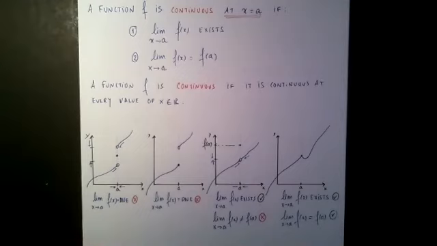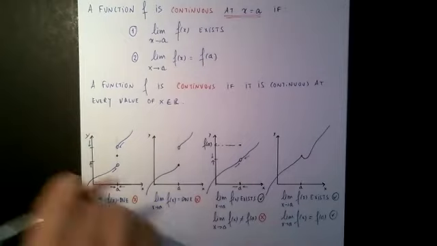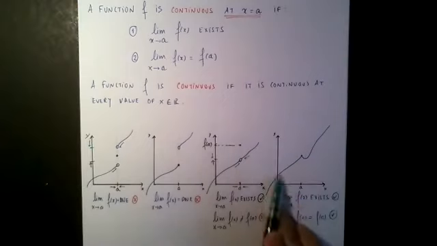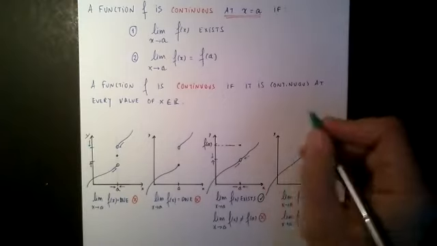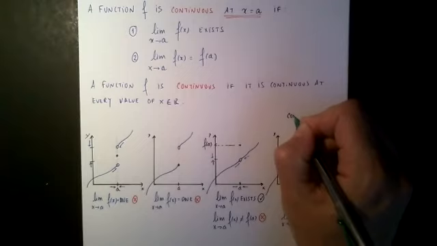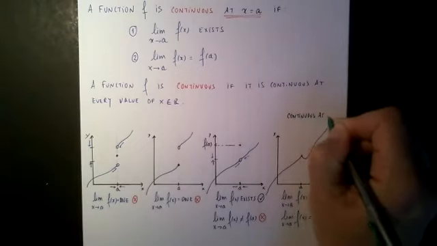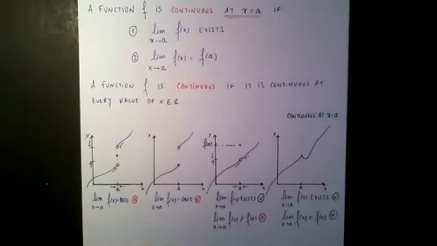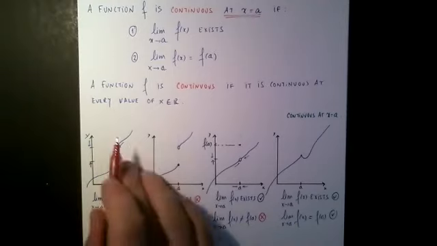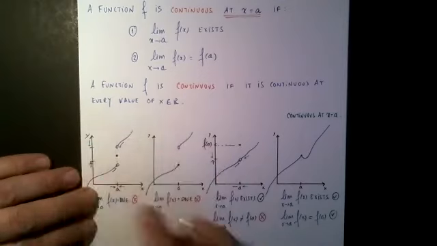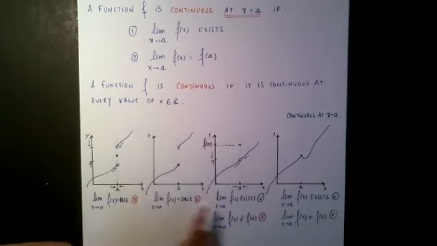Okay, so let me just give you a definition. This function here, the last one, is continuous at x equals 8, continuous because both conditions are satisfied. These three are discontinuous, okay? Except that there is a name for the type of discontinuity.